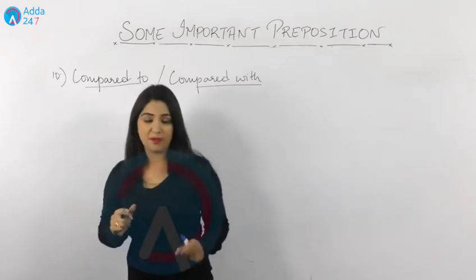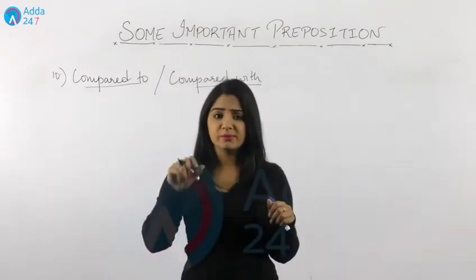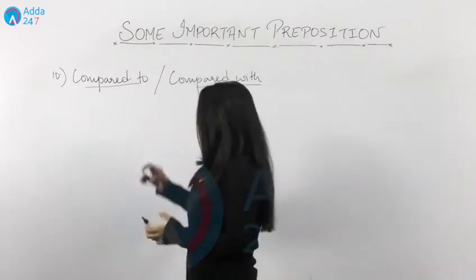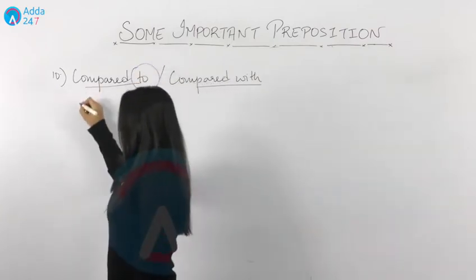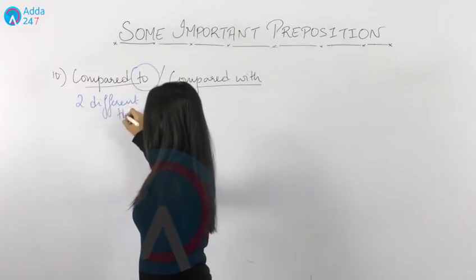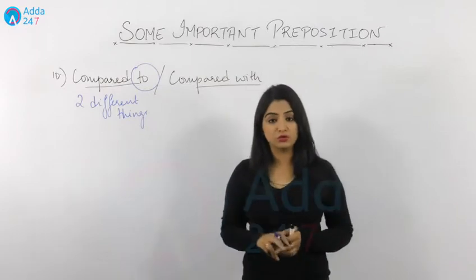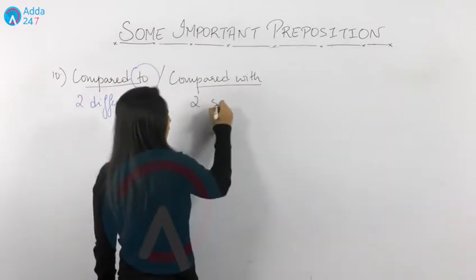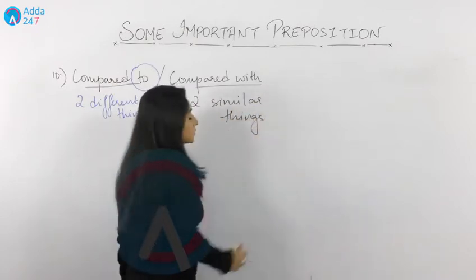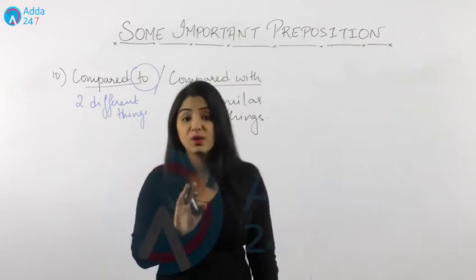Now if we write compare, that means we are comparing 2 different things, isn't it? What is the difference when we place to with it, and what is the difference when we place with it? If 2 different things are mentioned, then we use compared to. But when 2 similar things are compared, then we use compared with. Now I'll give you sentences and you'll be able to solve it very easily.